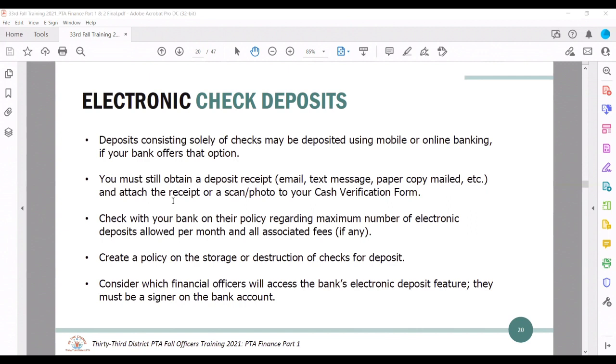Also, your bank might have a policy on the maximum number of electronic deposits, so be sure to check with them because you could be assessed fees. And only check signers on the bank account should have access to that electronic deposit feature. So consider ahead of time which of these check signers should have access or will have access to this feature.